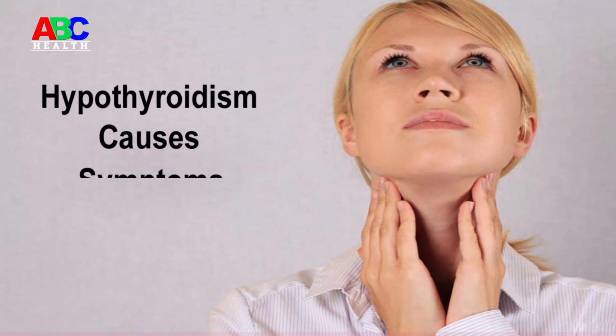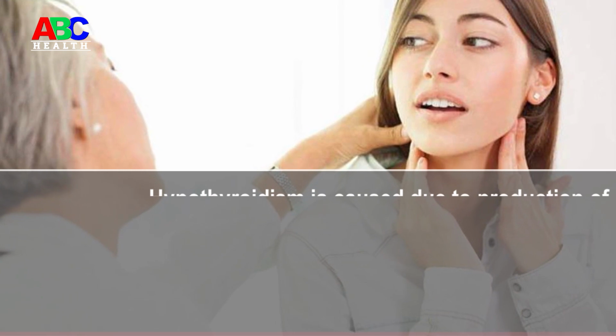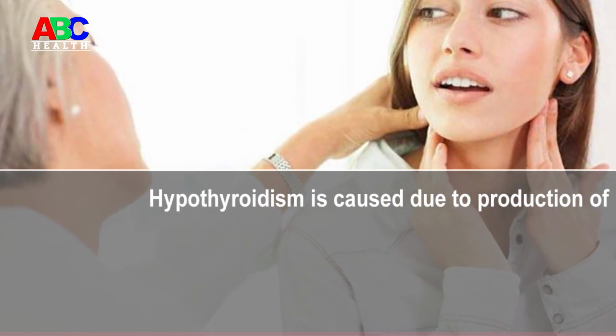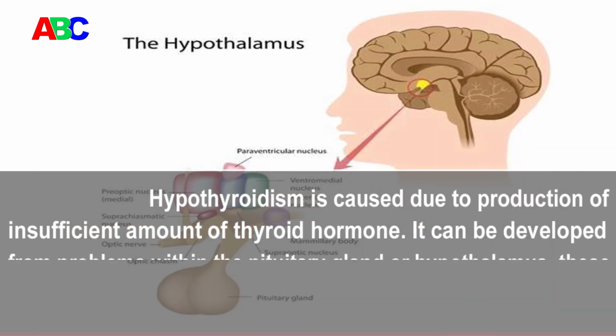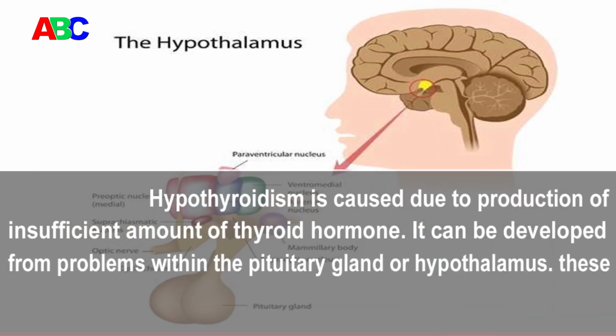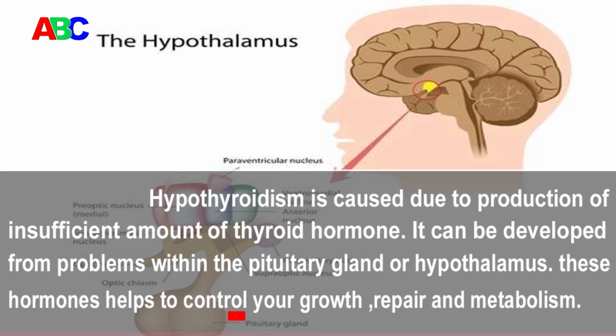Hypothyroidism: causes, symptoms, foods to avoid. What is hypothyroidism? Hypothyroidism is caused by the production of an insufficient amount of thyroid hormone. It can develop from problems within the pituitary gland or hypothalamus. These hormones help to control your growth, repair and metabolism.